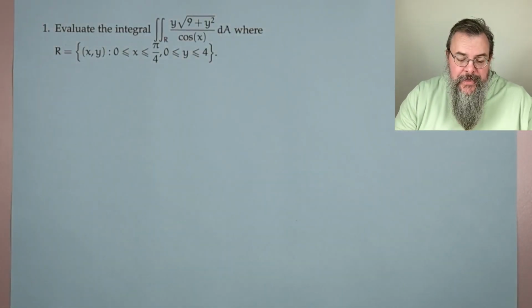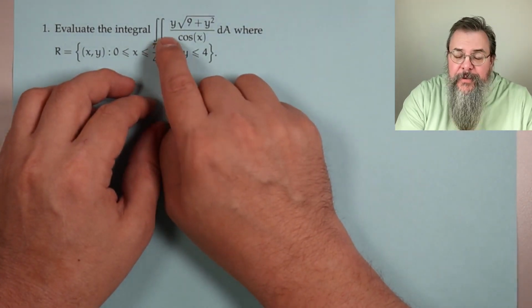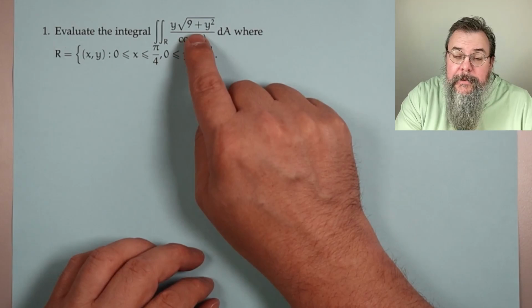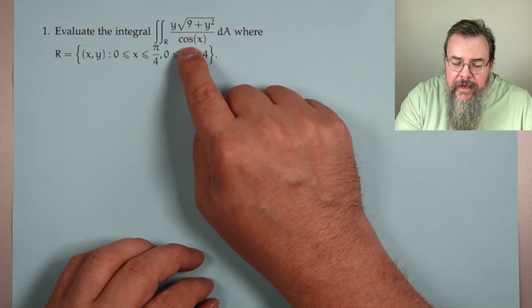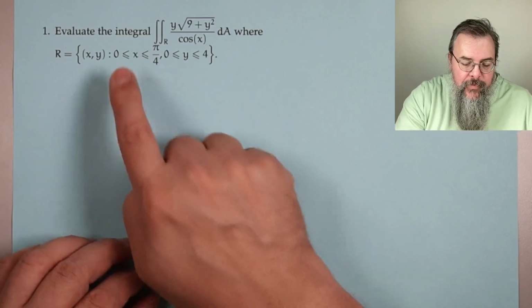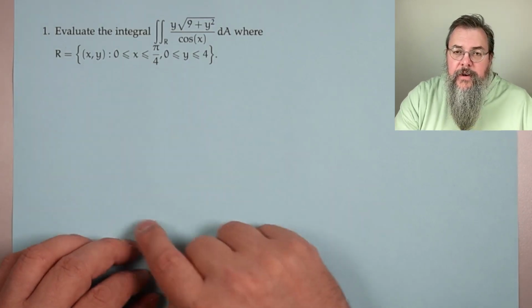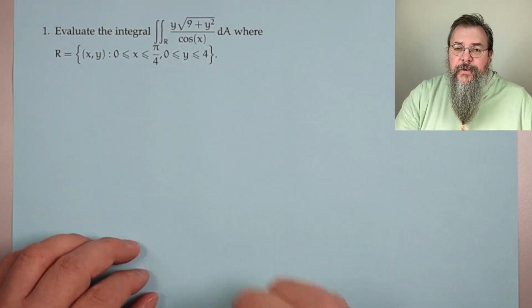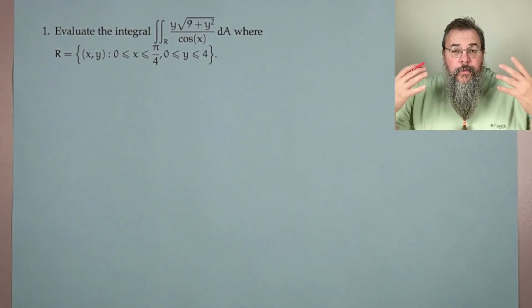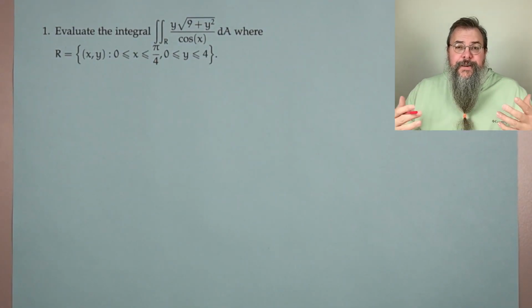Evaluate the integral. It's a double integral, two integral signs, so we're integrating over a two-dimensional region. Our function is y over the square root of 9 plus y squared, times cosine x. What's our region? It's a rectangle. X is going from 0 to pi over 4. Y is going from 0 to 4. All right, good. Now, right now, we don't know a lot of ways to integrate.